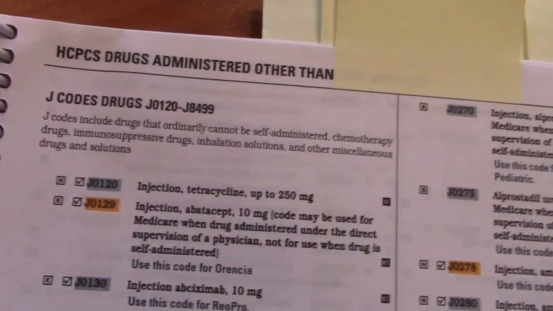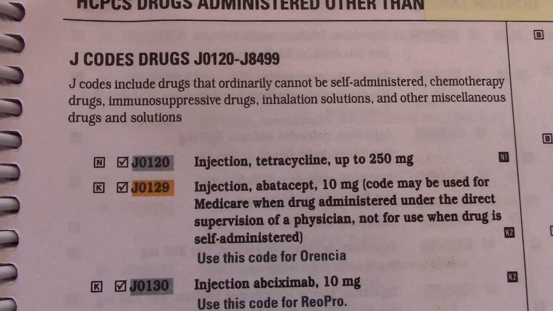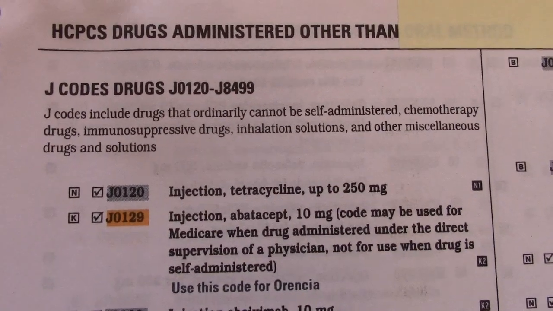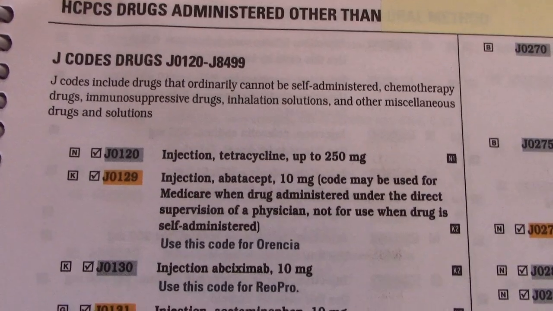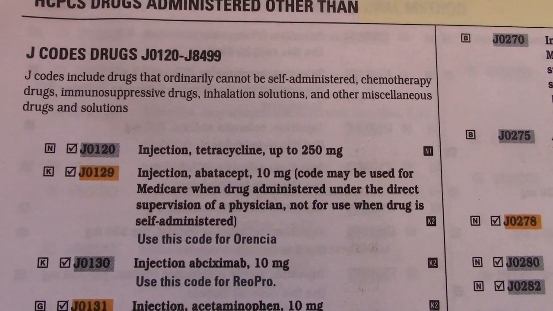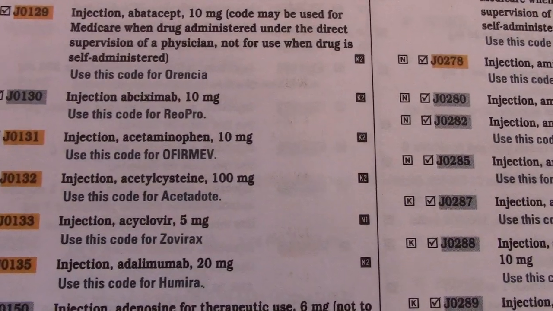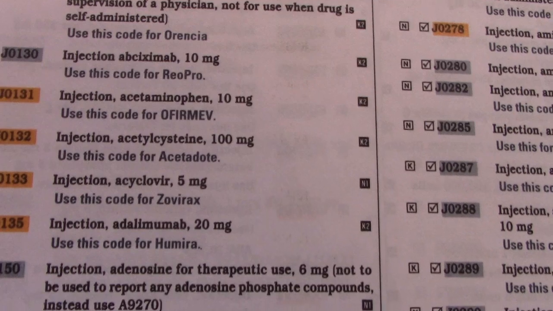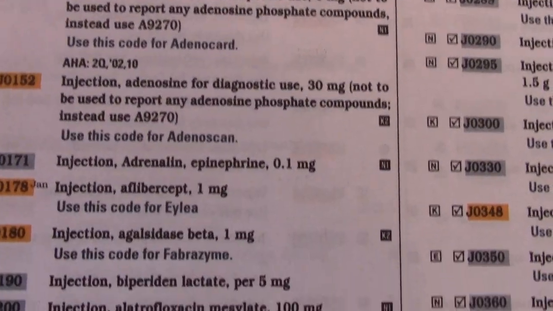J code's a big one. That's the actual medicine. J codes include drugs that ordinarily cannot be self-administered, chemotherapy drugs, immunosuppressant drugs, inhalation solutions, and other miscellaneous drugs and solutions. And notice they go down, it talks about the different medications. So this is the medicine that goes in the syringe. But these are the J codes.